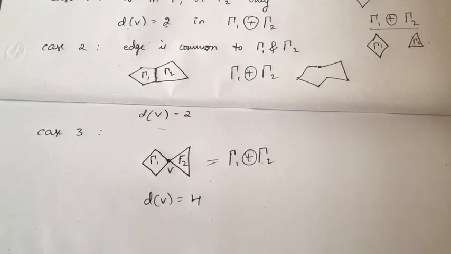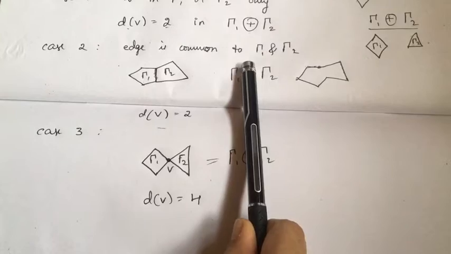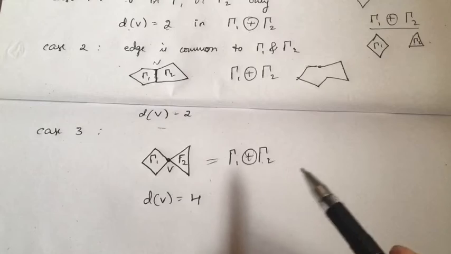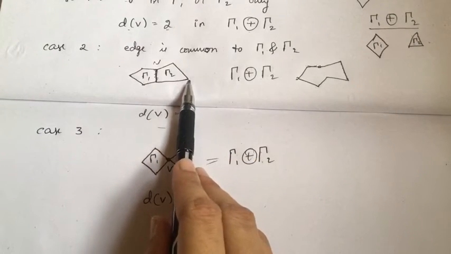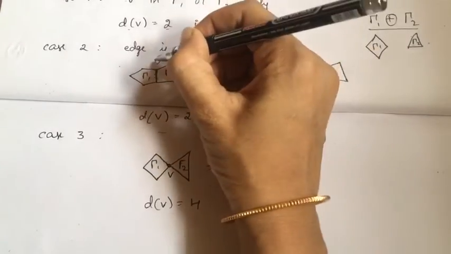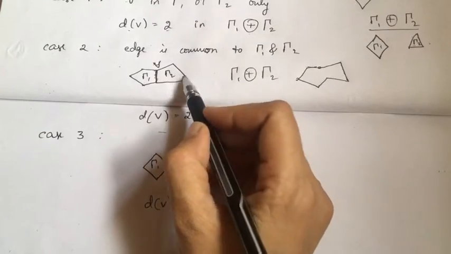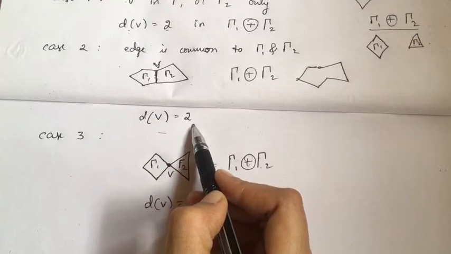So I can say degree of V is 2 if V is in gamma 1 only or in gamma 2 only, or if one of the edges formally incident on V was in both gamma 1 and gamma 2, meaning that the edge including this vertex V is in both gamma 1 and gamma 2. In these two cases, I am getting degree of that particular vertex as 2.